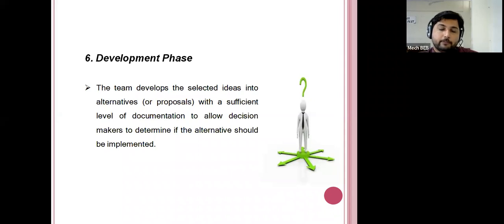Okay, development phase. So the team develops the selected ideas into alternatives, okay, with a sufficient level of documentation to allow the decision makers to determine if the alternative should be implemented. Now here, whatever ideas we have carried forward for the further steps will be considered as the alternative for the existing stage or existing function, and these ideas are then documented, and that will be considered an alternative for the existing stage. So that will be considered the development phase.